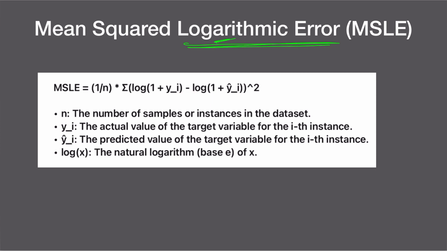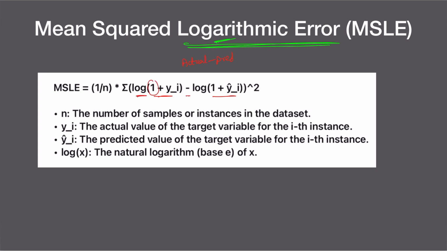This is the error. So actual minus predicted, that is the error, right? The error is actual minus predicted or predicted minus actual. You are anyway taking the square, so it doesn't matter. So this is the actual term and this is the predicted term, and you are taking the logarithm of them before even the subtraction.